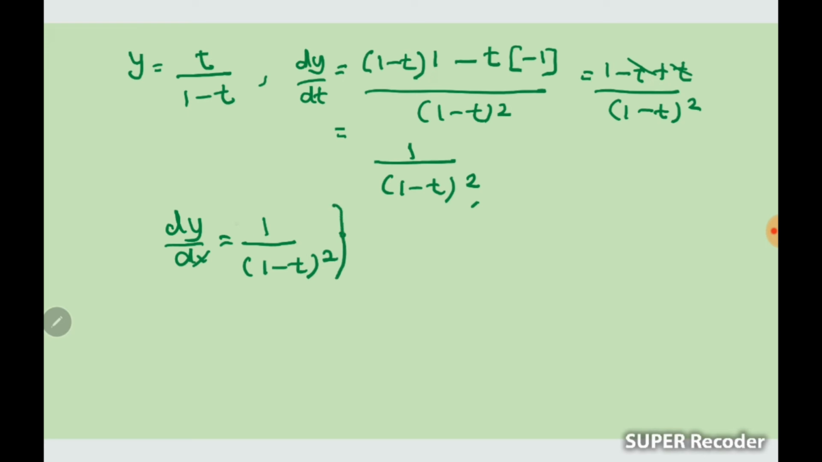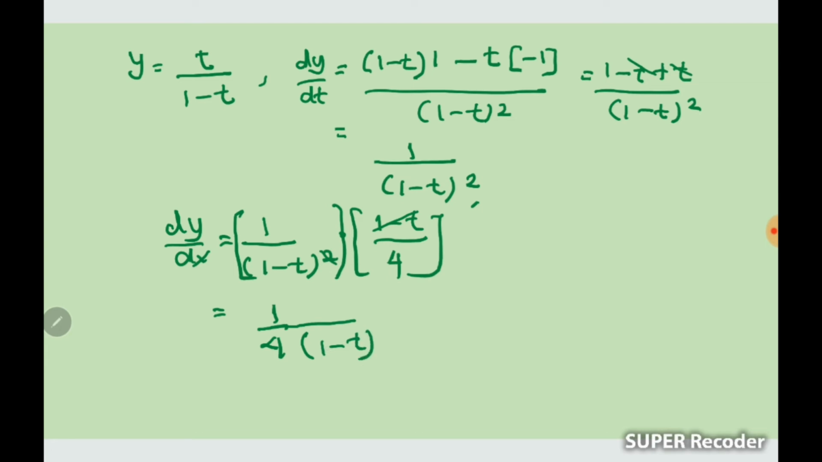You have to multiply with dt/dx. What is dt/dx? dt/dx is (1 minus t) cubed over 4. Therefore, simplify, you will get 1 over 4, and (1 minus t) you can cancel out here. So 1 over 4 times 1 over 1 minus t.